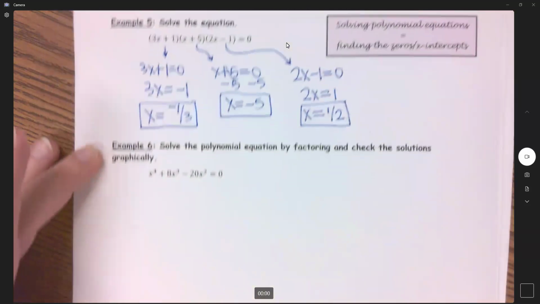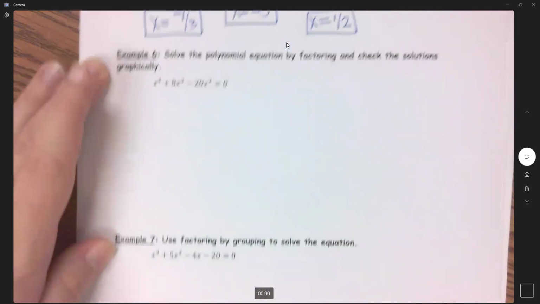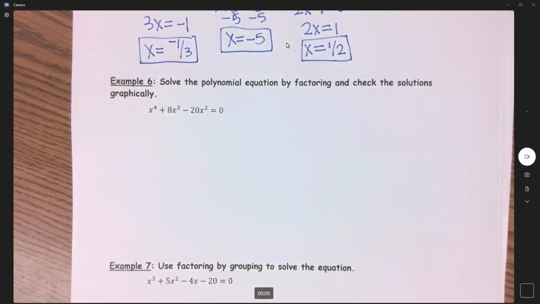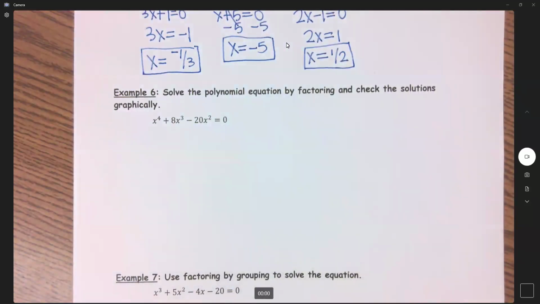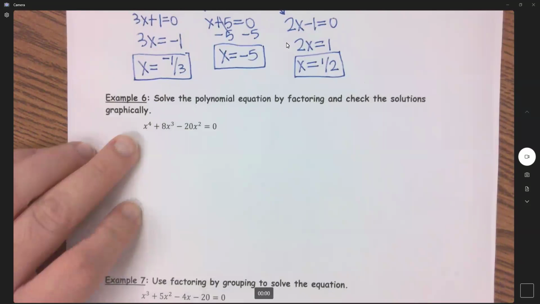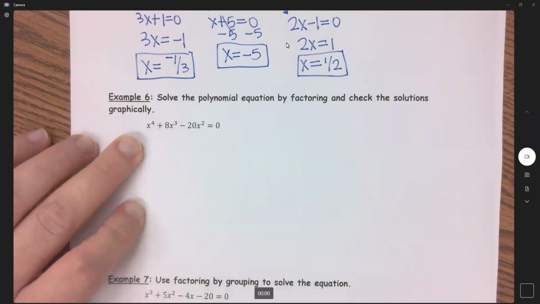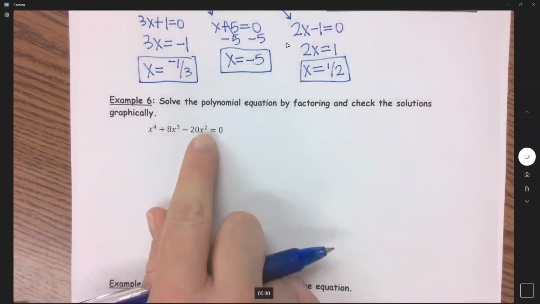Now, for example 6 and 7, these are not in factored form, so these aren't as easy as number 5. So I'm going to show you how to solve these by hand, but if you don't like solving them by hand, I'm going to show you how to just go straight into your calculator. So, to solve this by hand, first we look for a GCF.